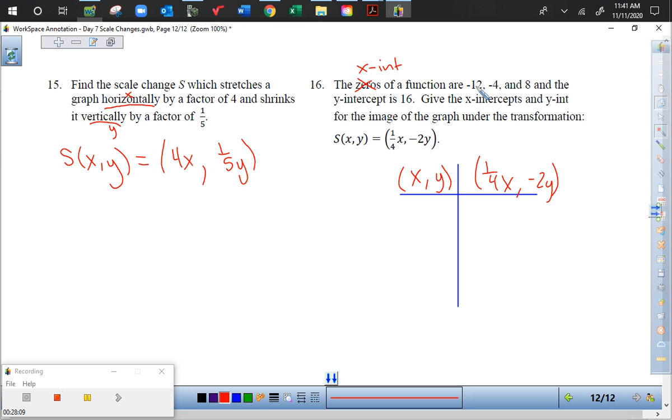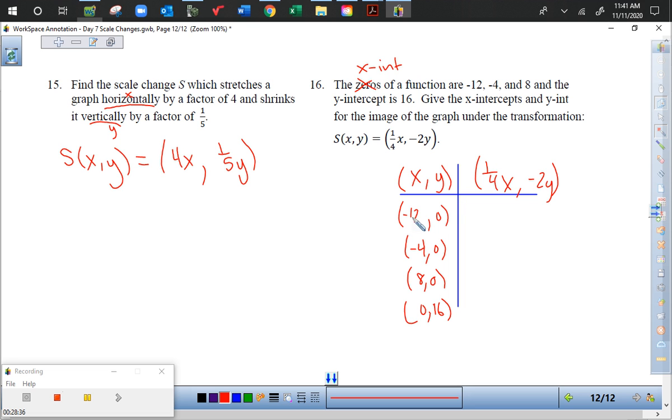So if they're x-intercepts, that means the y value is 0. So my first one's at -12, second one's at -4, and the third one is at 8. But then it also gave me a lone y-intercept here of 16. So I can say 0, 16 for it. Okay. Functions can have multiple x-intercepts. That's common. We've seen rational functions that do that. But they will only have one y-intercept. Otherwise, it wouldn't pass the VLT.